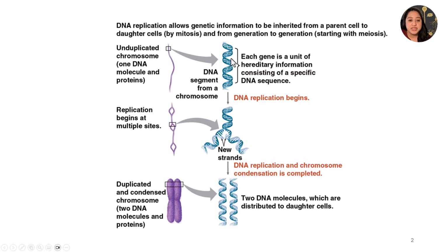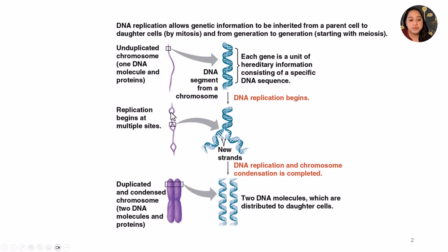If we zoom in, here is one DNA segment from a chromosome, and that carries one gene. Each gene, again, is a unit of hereditary information consisting of a specific DNA sequence. When DNA replication happens, it begins by unzipping the DNA strand, and then using each half to start building the new half. And then at the end, there are two DNA molecules that get distributed to the daughter cells.